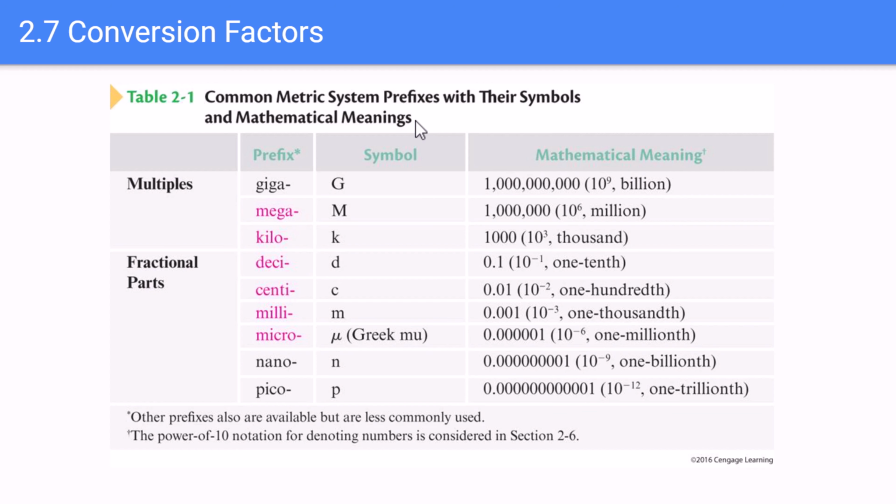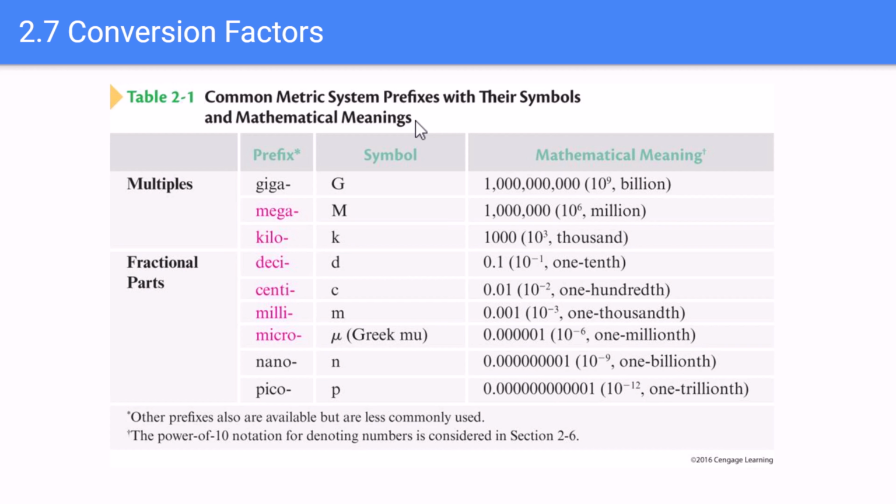Remember that these prefixes can be used for any metric unit. That includes meters, grams, liters, and other metric units that you may encounter. We'll primarily use grams, liters, and meters in this class. Also notice the ones that are in pink. These are the ones that you need to memorize because these are the most important and the ones that we use most frequently in a chemistry class.